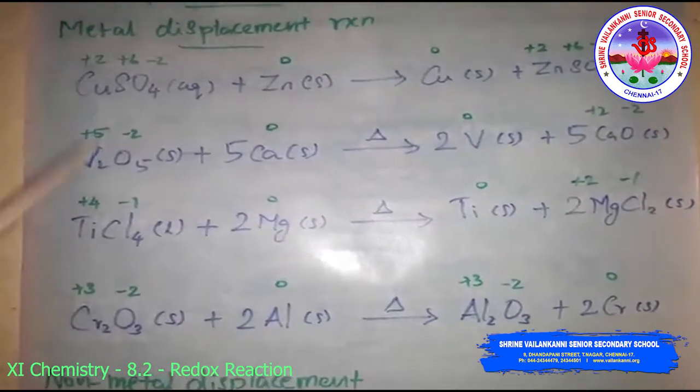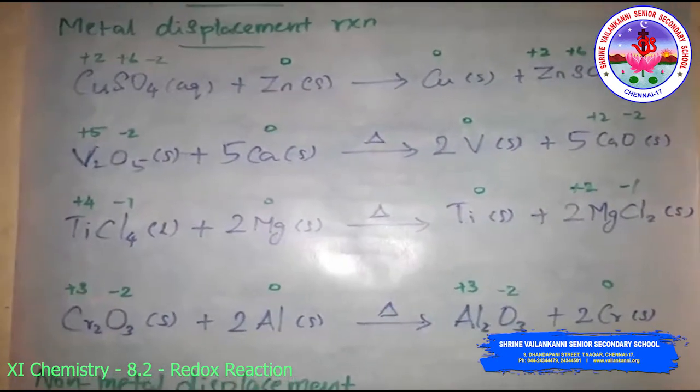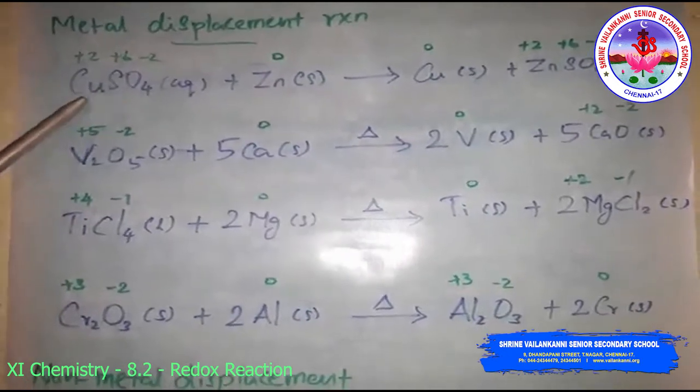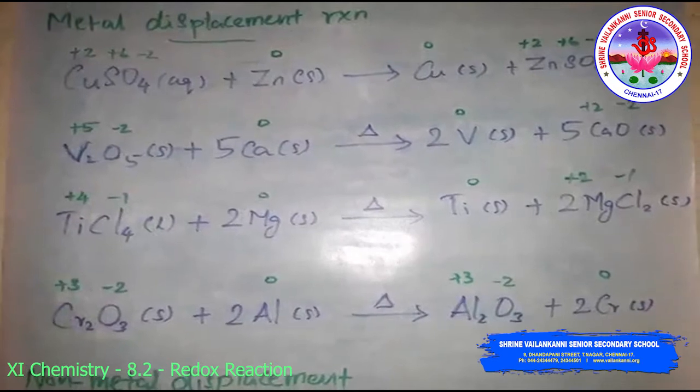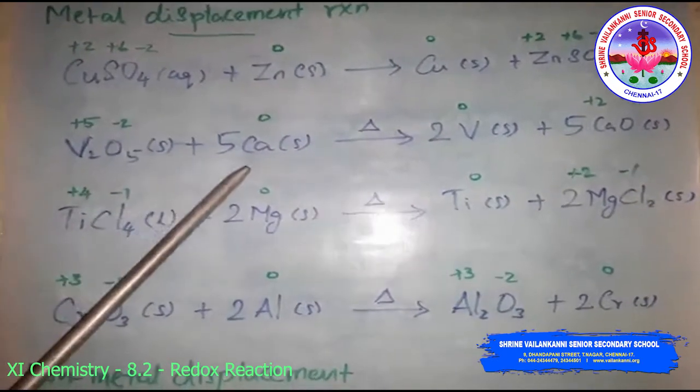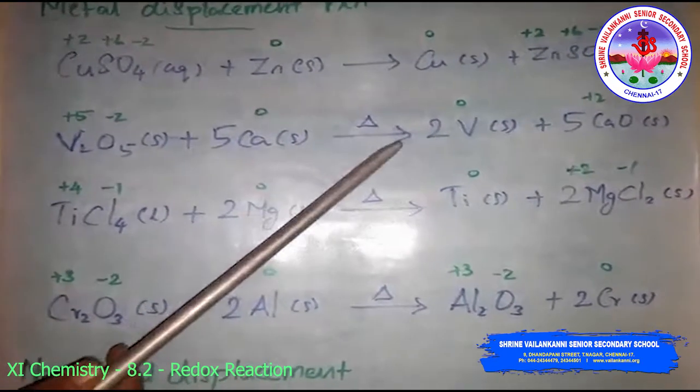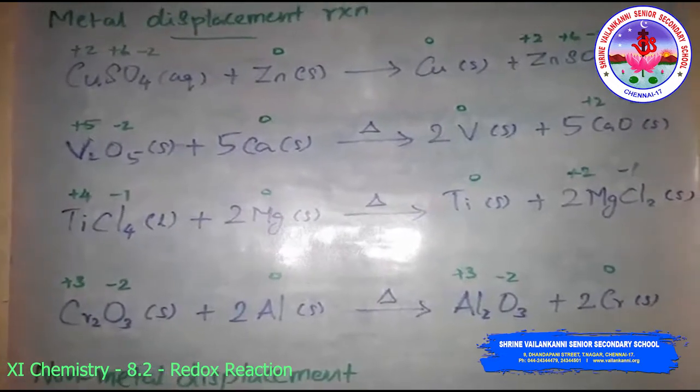Look at these examples of metal displacement reactions. Copper sulfate reacts with zinc to produce copper and zinc sulfate. Vanadium pentoxide reacts with calcium, on heating, to give vanadium and calcium oxide.